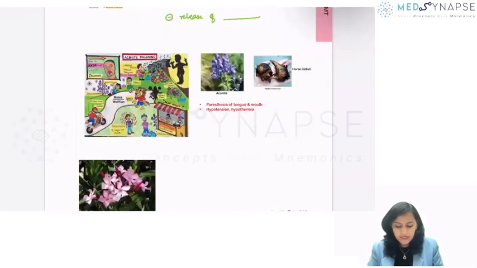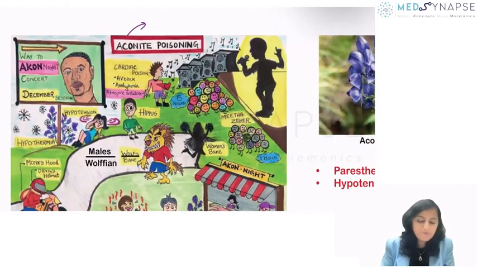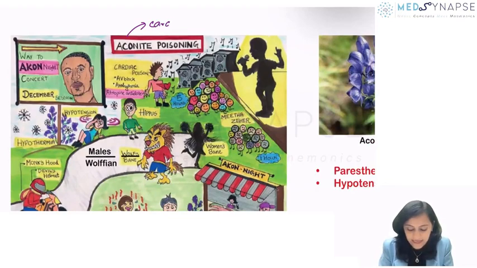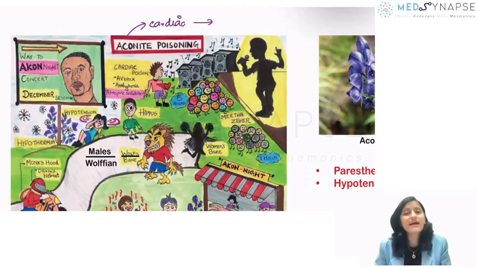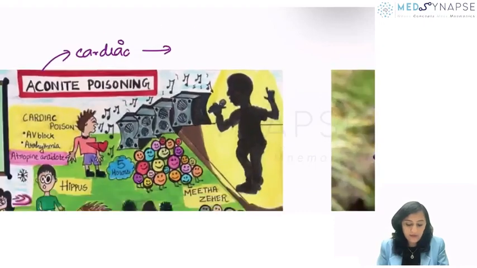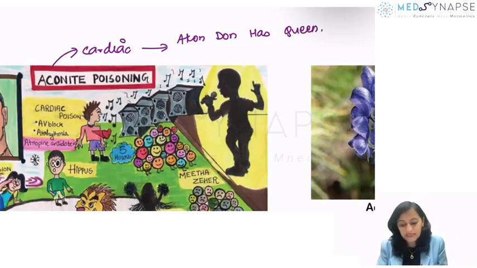Going to the next one, aconite poisoning. Important. Aconite poisoning is what kind of poison? Where does it act? It's a cardiac poison. Very frequently asked question, which all plants are cardiac poison? Remember it as acorn dawn has a queen. Which is cardiac poison. Acorn dawn has a queen.